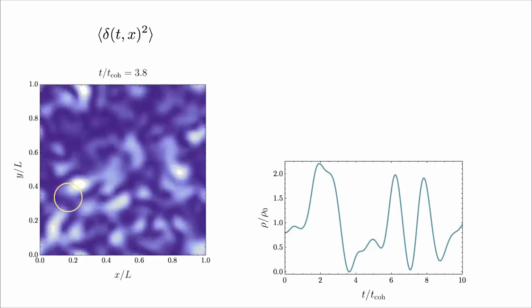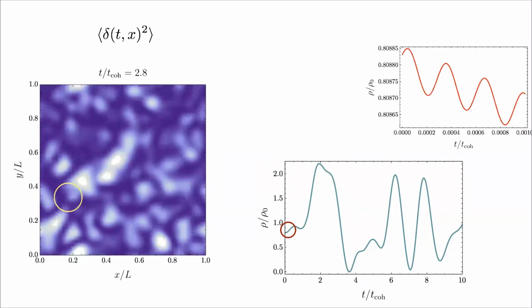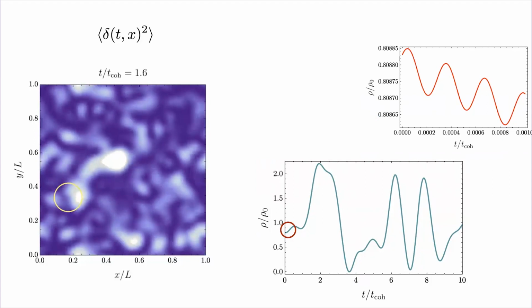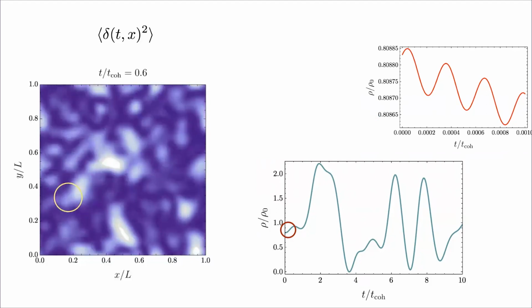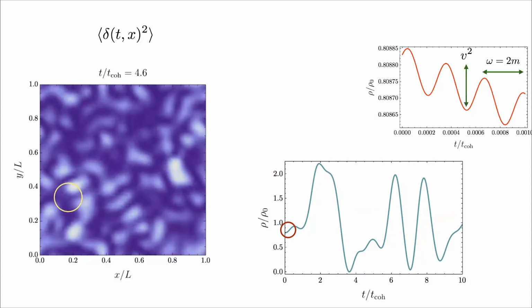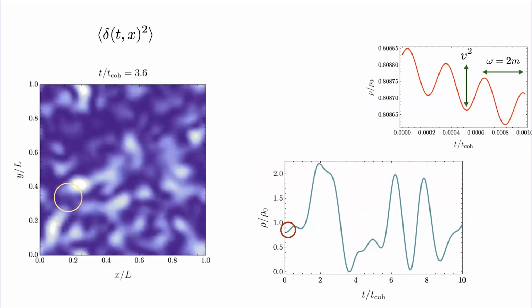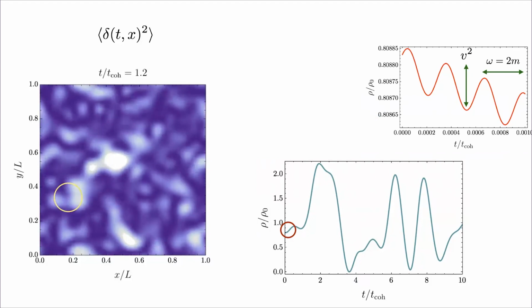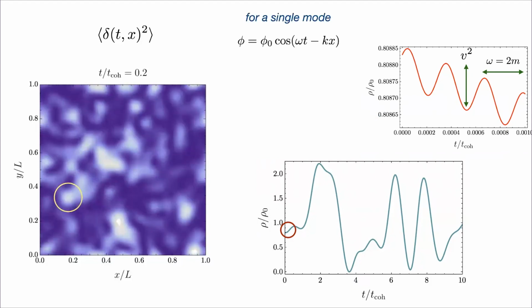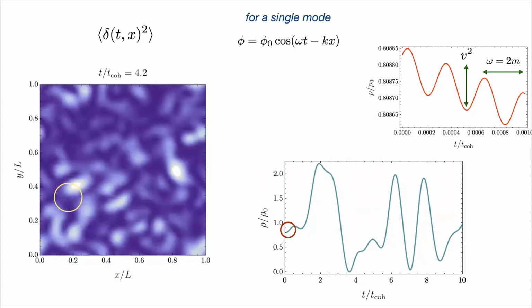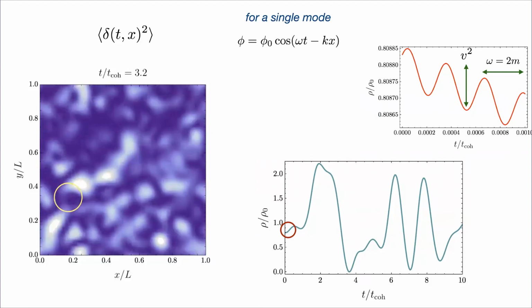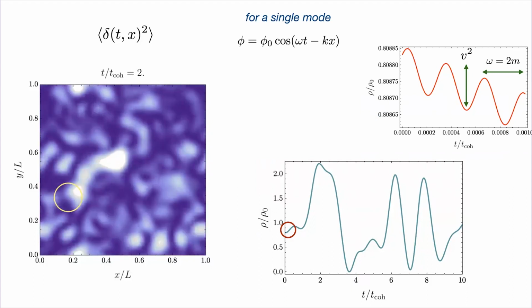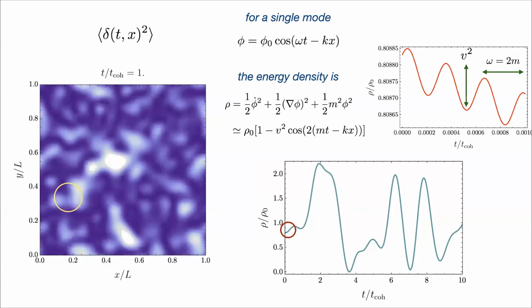There's a more feature to that, because if we look at very small time scales, there are actually some coherent oscillations at the frequency equal to 2m and the amplitude suppressed by v squared. So in order to understand this temporal behavior, the easiest way to think about it is just assuming that there is a single mode and we calculate the energy density, the density operator this way.